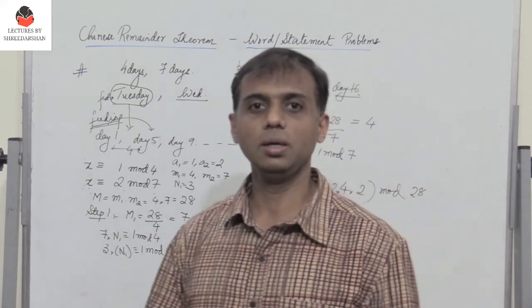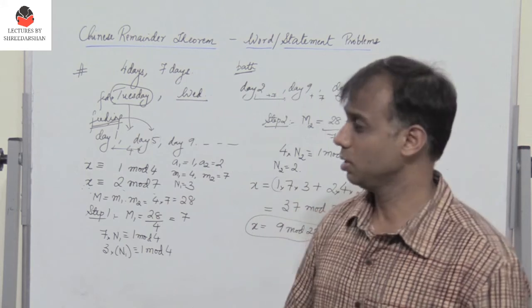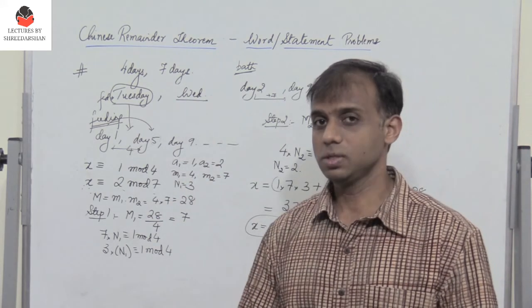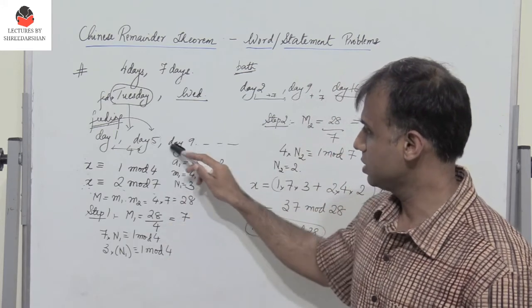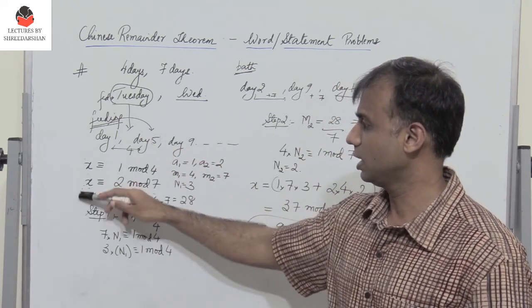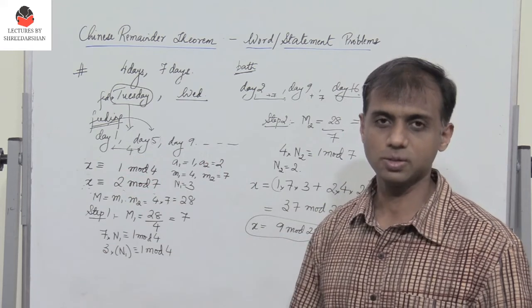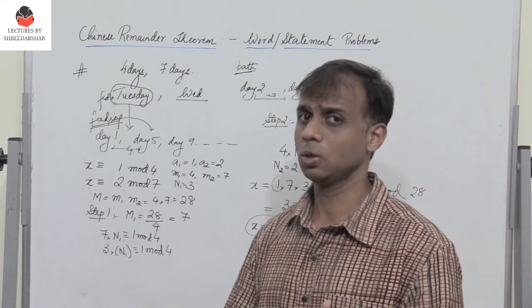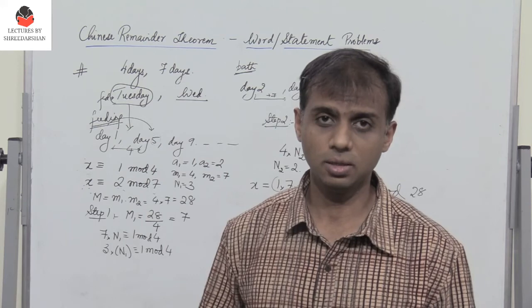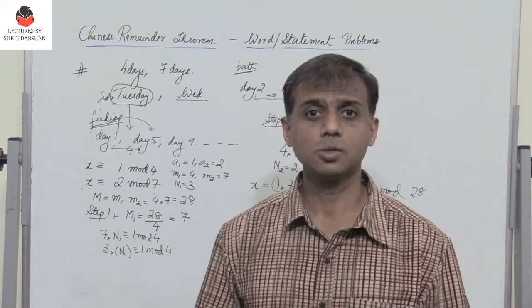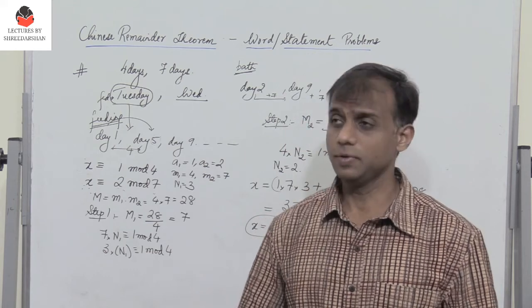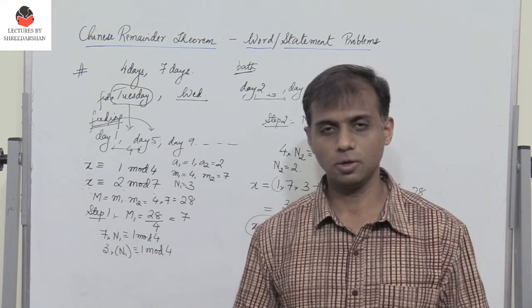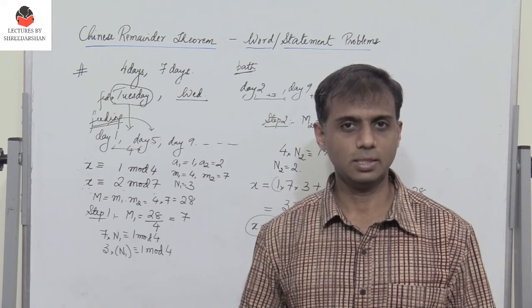So this is how we basically have to solve word or statement problems by using the Chinese remainder theorem to get the answer. Once we get the equations, of course, to solve and get the value of x is very simple because we have to use the Chinese remainder theorem, and you already know how to use it to find the value of x. So I hope these problems have given you an insight, and given any statement problem, you should be able to solve it very easily.